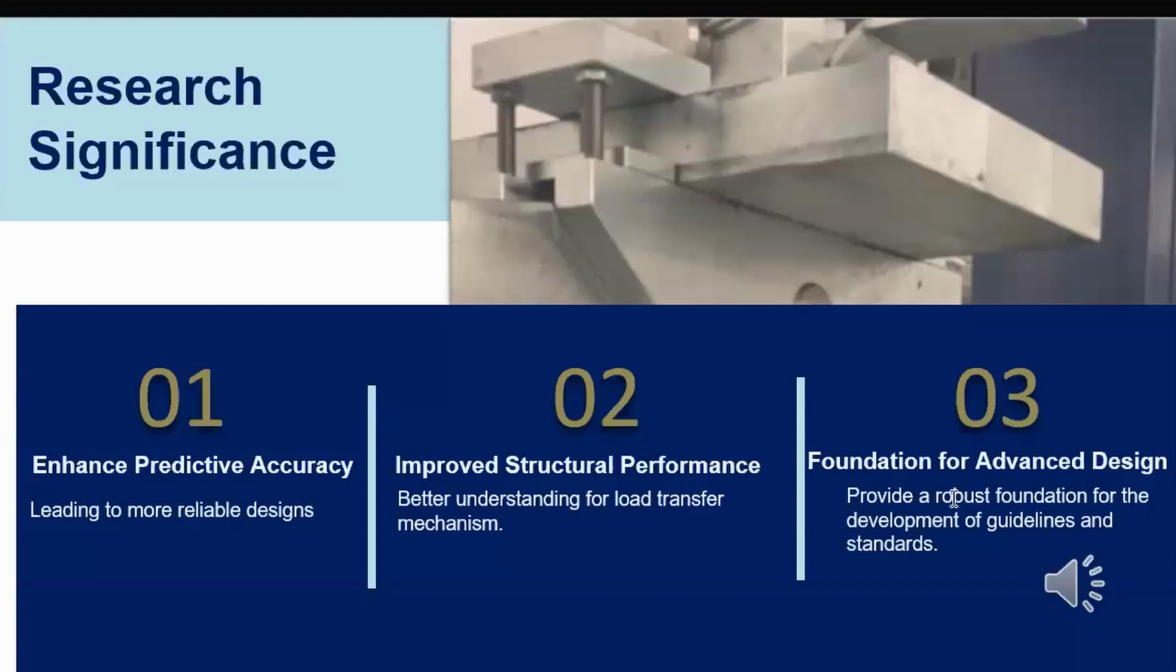The significance of this research lies in its ability to enhance predictive accuracy in finite element modeling simulations. By incorporating experimentally validated bond slip models, we can improve the structural performance predictions of FRP strengthened beams. And this not only leads to more reliable designs, but also provides engineers with a better understanding of load transfer mechanisms between FRP and concrete. Additionally, this research provides a robust foundation for developing advanced design guidelines and standards, which are essential for the safe and effective implementation of FRP technologies in construction.